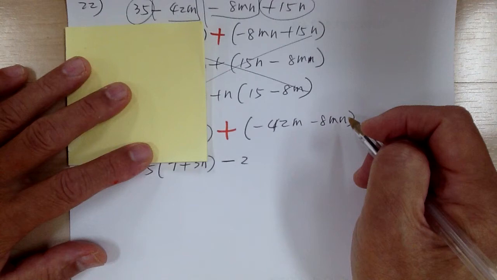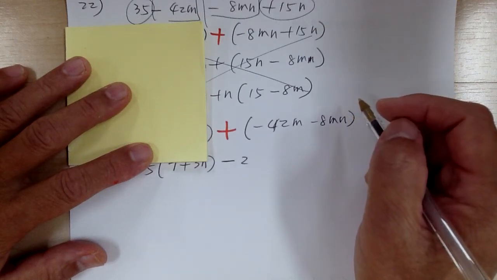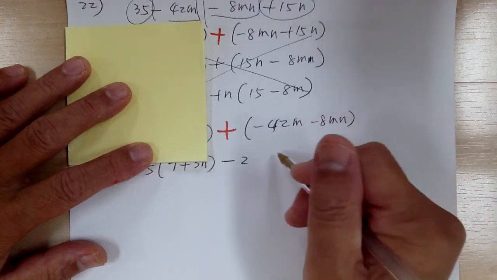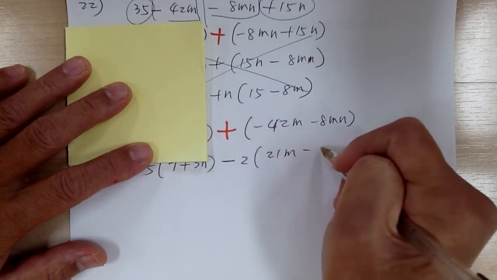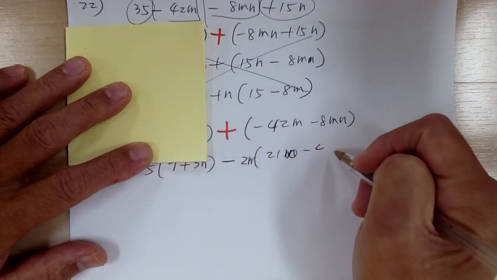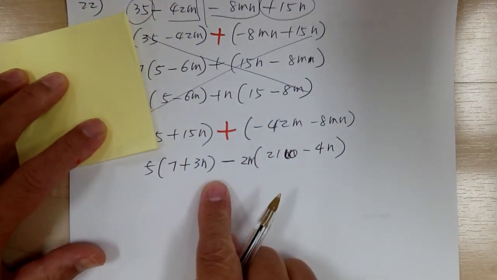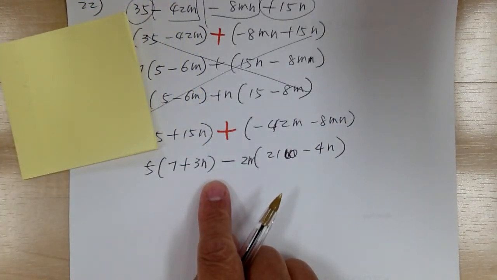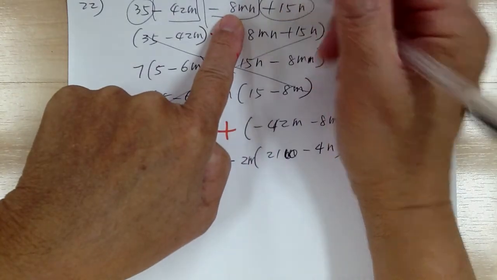Okay, let me double check. Factor out the 2, so you get 21m minus 2m. So it'd be 21 minus 4n. So again, it's all messed up again. You know what? The reason it's all messed up is because we copied the problem wrong. Let's go back, redo 22.